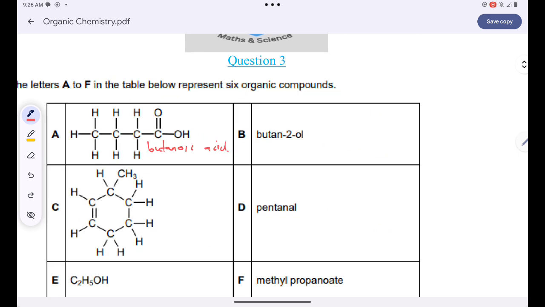Okay. Compound B, I'm given an IUPAC name. My duty is to draw a structural formula. The parent chain has 4 carbons since the prefix is butane. So I'll simply say 1, 2, 3, 4. And then in carbon number 2, I have an OH to show that I'm dealing with an alcohol.